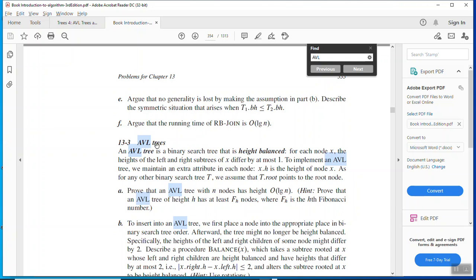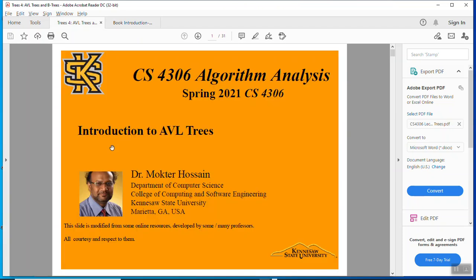So what is an AVL tree? An AVL tree is a binary search tree that is height balanced. That means we are coming to what is called height balanced.